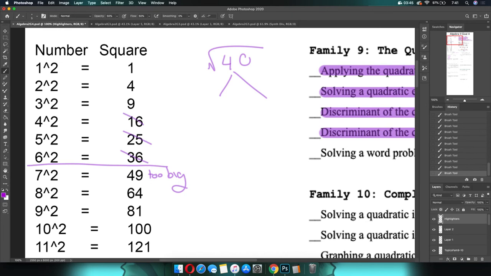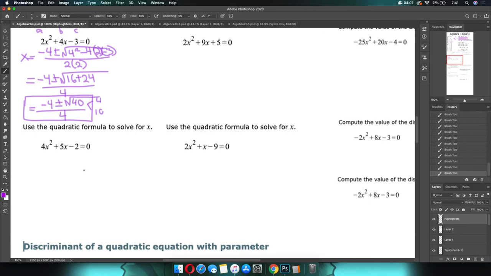Okay. 9? 40 divided by 9, no. 40 divided by 4, yes. That is 4 times 10. That's my perfect square number. When you're simplifying your root, that's always what you want to do. So what is root 4? That's 2. Can you do root 10? No. So we just leave it as 2 root 10. And that's what we're doing down here.